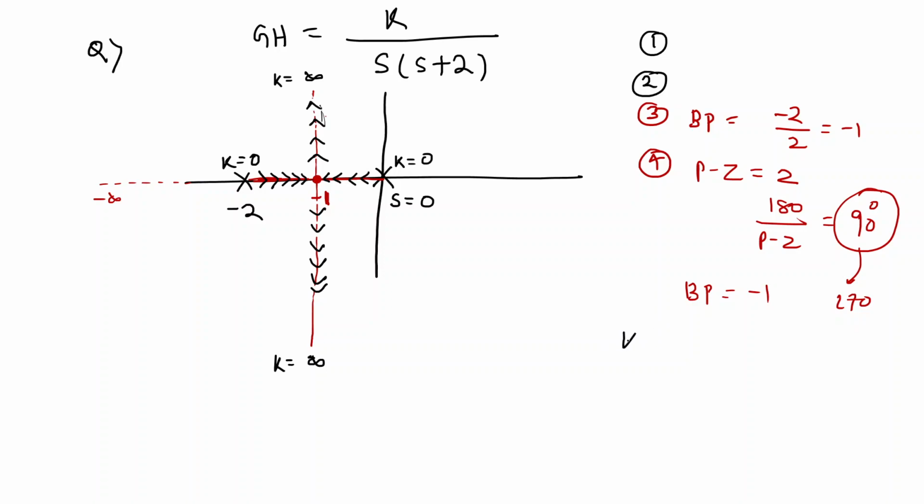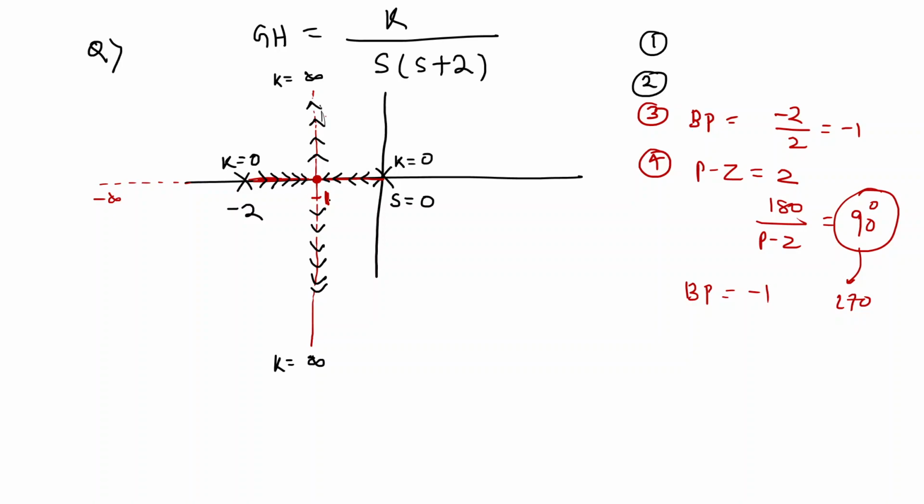Otherwise, you have to solve: s into s plus 2 equal to minus k, then dk by ds equal to zero. You get s equal to minus 1. Okay, sir, you have written it directly. It is a simple process, just these steps you have to do. So minus 1 is a break point, right?